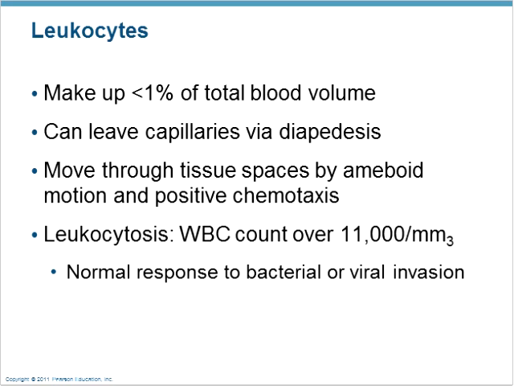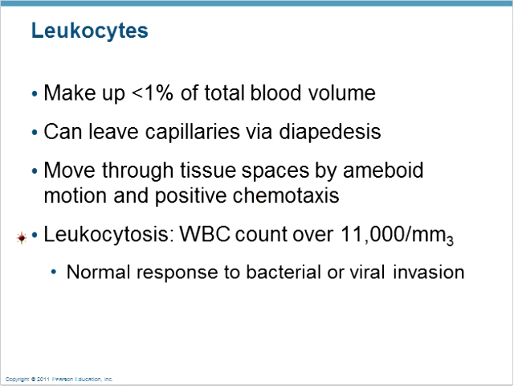Now we're going to talk about the white blood cells, or leukocytes, and they make up about 1% of the total blood volume. They can leave capillaries via diapedesis, as we talked about when we were discussing the immune system. They can move through tissue spaces by amoeboid motion and positive chemotaxis. Amoeboid means they kind of look like amoebas and move by pseudopodal movement. And positive chemotaxis means they respond to certain chemicals that are released in certain areas of the body.